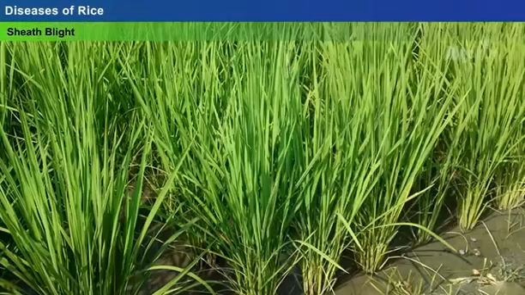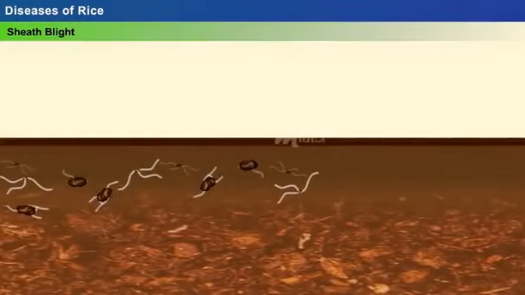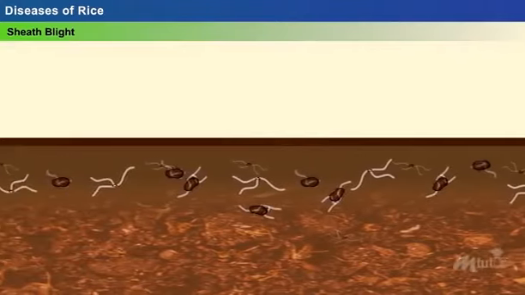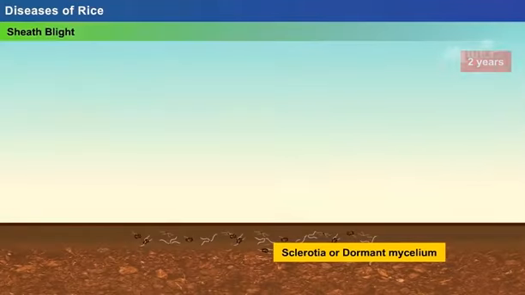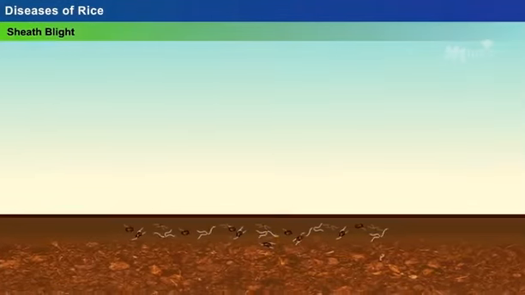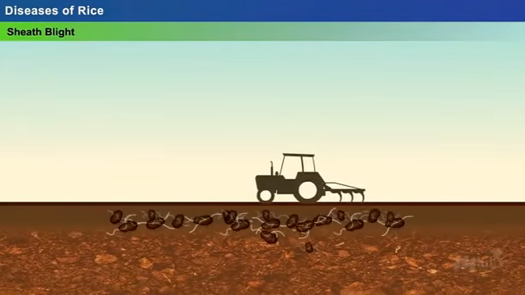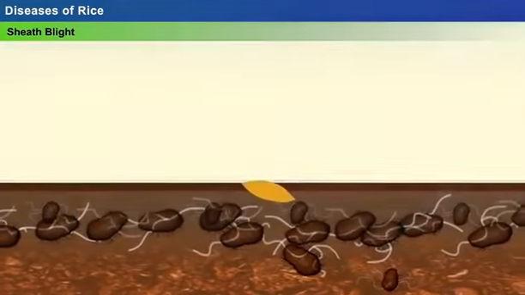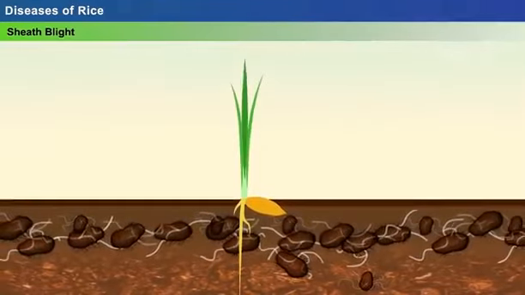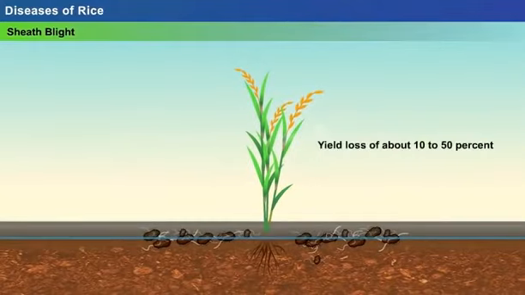Sheath blight. This is caused by the fungus Rhizoctonia solani Kuhn. This fungus is capable of surviving in the soil as sclerotia or dormant mycelium during unfavorable condition, even for 2 years. Later, the sclerotia in the soil are activated during land preparation or upon frequent irrigation of land. Under favorable conditions, the hyphae or sclerotia attach to the seedling and begin to germinate. The sheath blight disease may cause a significant yield loss of about 10 to 50%.